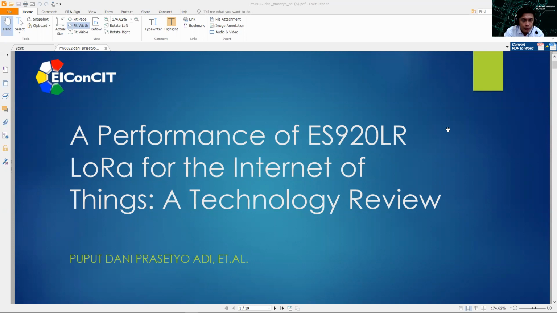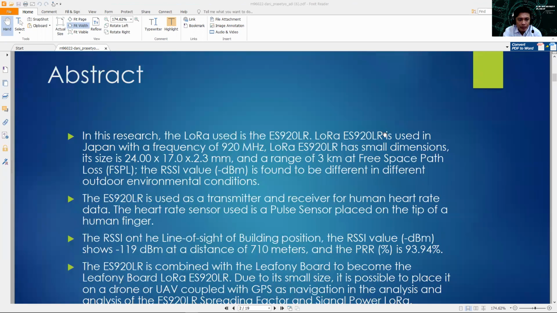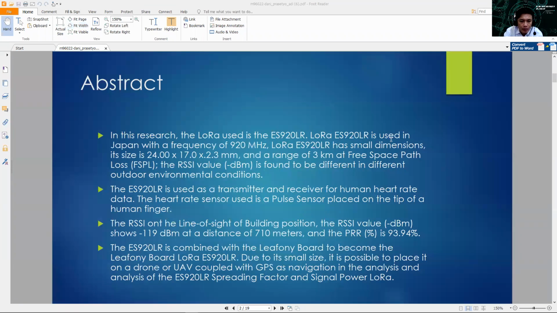Today I will share about our research in the EICONCIT conference. The title of the research is Performance of ES920LR LoRa for the Internet of Things Technology Review. Okay, this is an abstract for my research. In this research, the LoRa used is ES920LR.